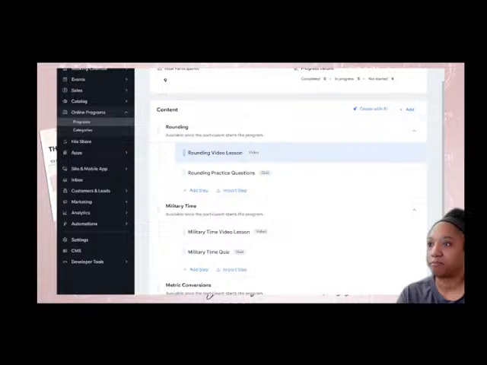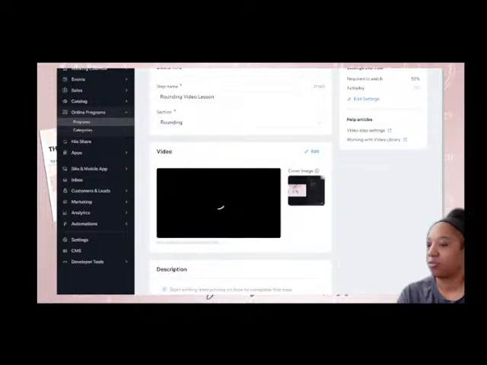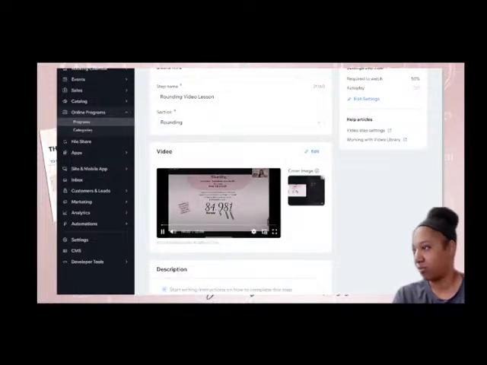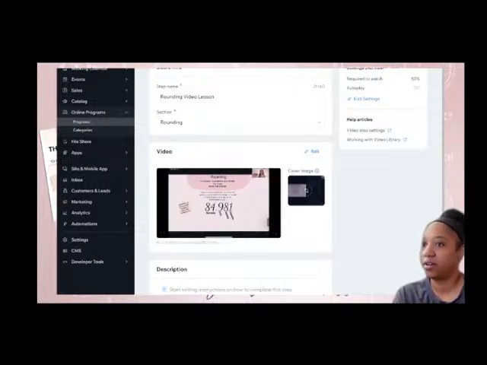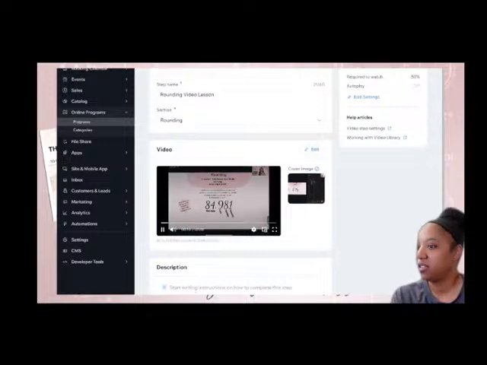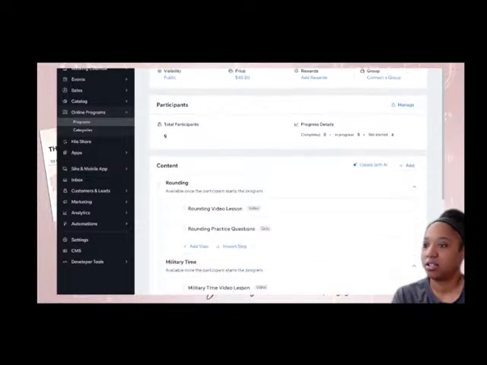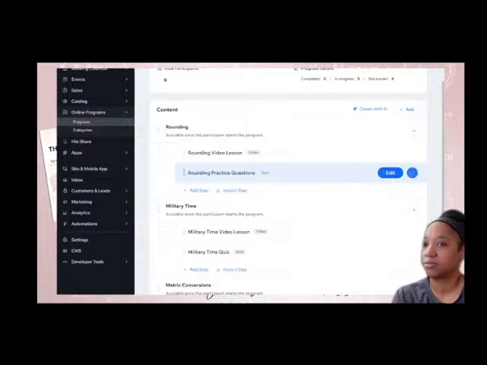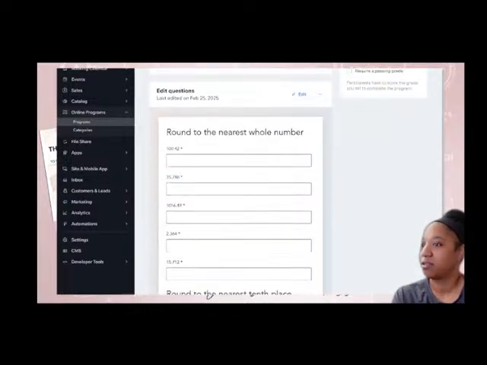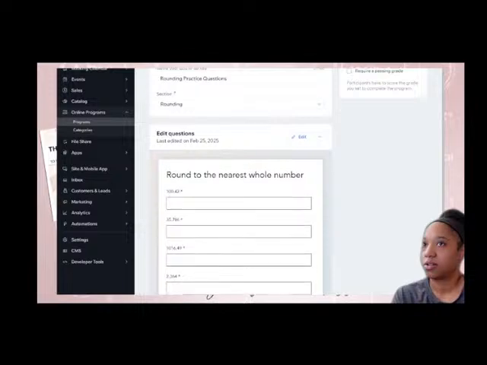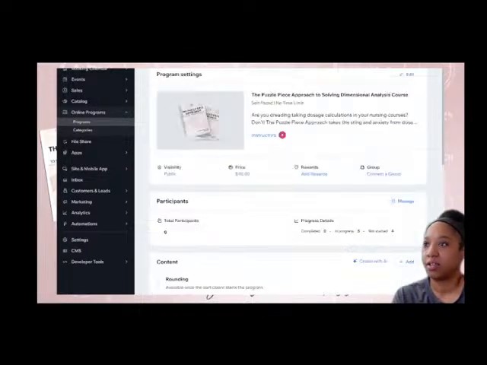And let's see. So rounding. Rounding is very important, especially for your pediatric patients. We want to make sure that we accurately give them the correct dose. And with rounding, it will tell you to round to a specific place, whether it's the whole number, the tens place, or the one. So you get a video breakdown, then you get the quiz. So you get practice, you get a video, and you get practice.